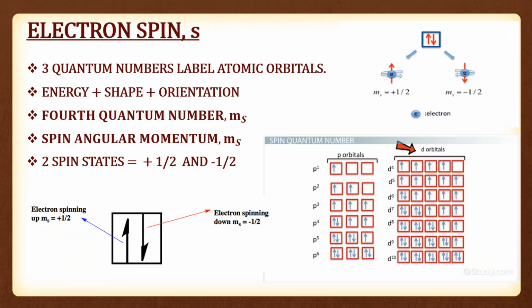Let's talk a little about the electron spin, or S. An electron spins around its own axis in a similar way the Earth spins around its own axis. The electron has its own intrinsic spin angular momentum.